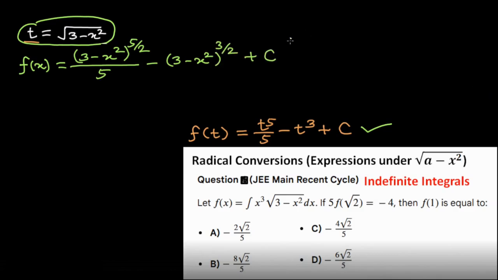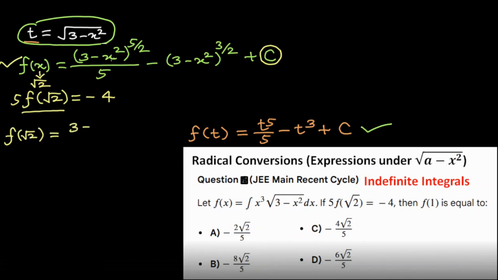Now in order to find this c, we will use the data in the question: f(root 2) equals minus 4. Let us first find out f(root 2). For that, let us put x equals root 2 here. So f(root 2) will be (3 minus root 2 square, which is 2) power 5 by 2 upon 5 minus (3 minus root 2 square, which is 2) power 3 by 2 plus c.